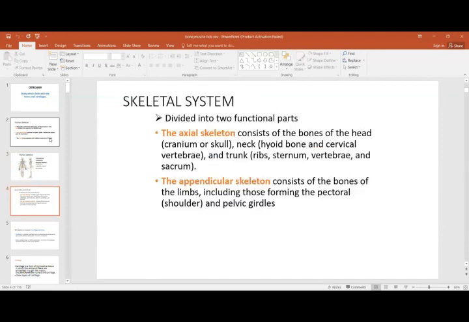Then the skeletal system is divided into two functional components. One is the axial skeleton, which consists of the head, cranium, neck and trunk, that is all that is there in the center. And the appendicular skeleton, which is the upper limb and the lower limb, including the different bones.